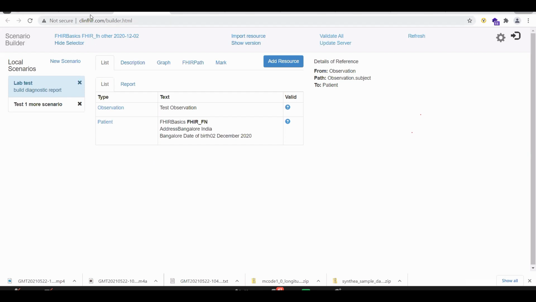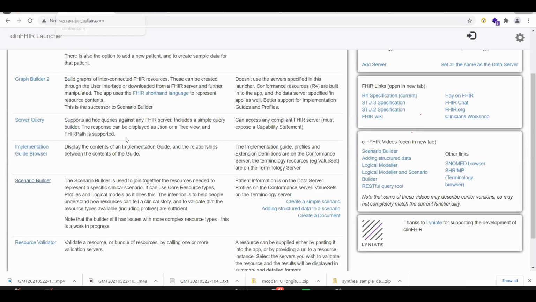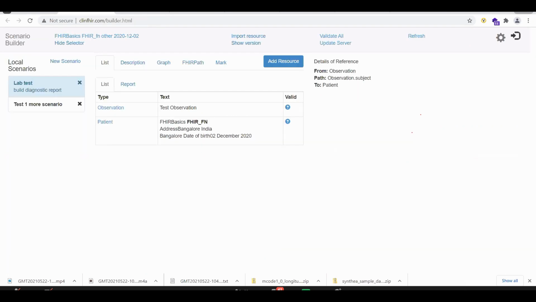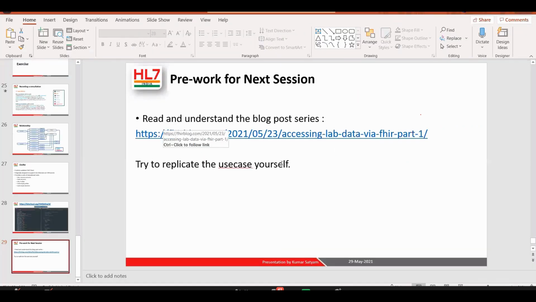So clinfhir is a handy tool if you are new to the resources, or if you want to build a scenario or work out a requirement, right? Those things, I think clinfhir suits very well. You can send resources to a FHIR server and pull them from there, all those things you can do. And it's open source, so that's not a problem. So take a look at clinfhir. But actually, this is the thing that you need to do for the next session.